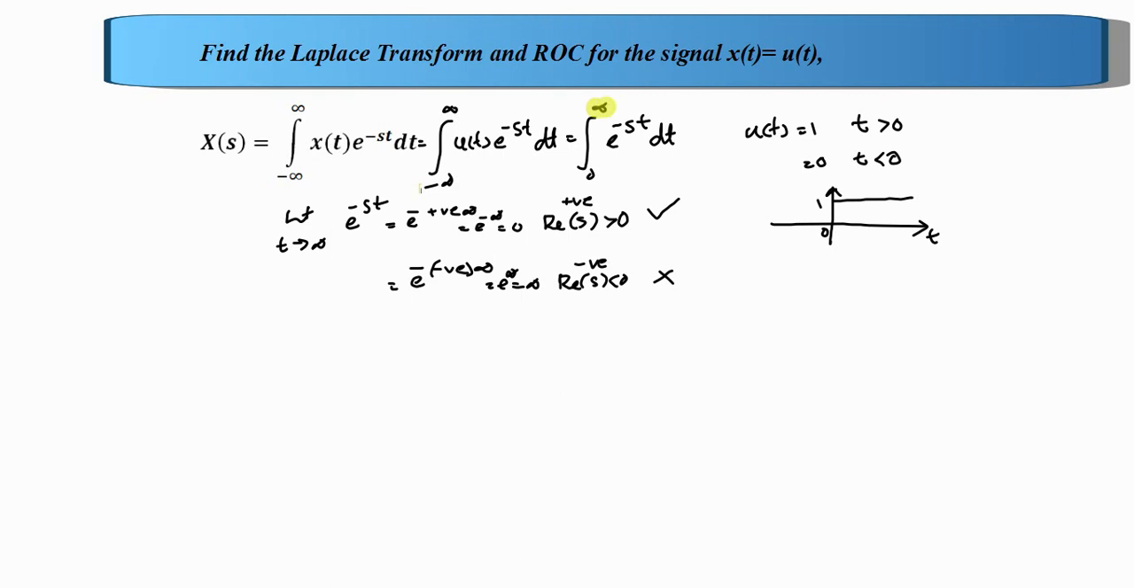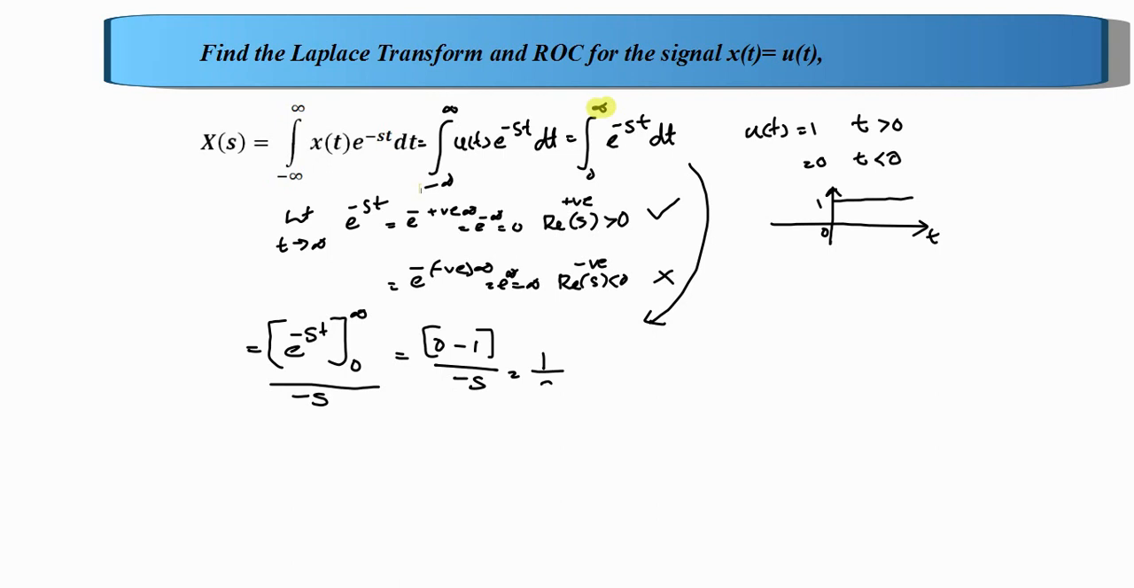We need to write one more step. After this we can write e raised to minus st from 0 to infinity divided by minus s. We already know that we take only the case where the limit t tending to infinity gives 0, and we prefer this condition. So it becomes 0 minus 1 by minus s, or we can write 1 by s when the real part of s is greater than 0, or sigma greater than 0. So this is the ROC.